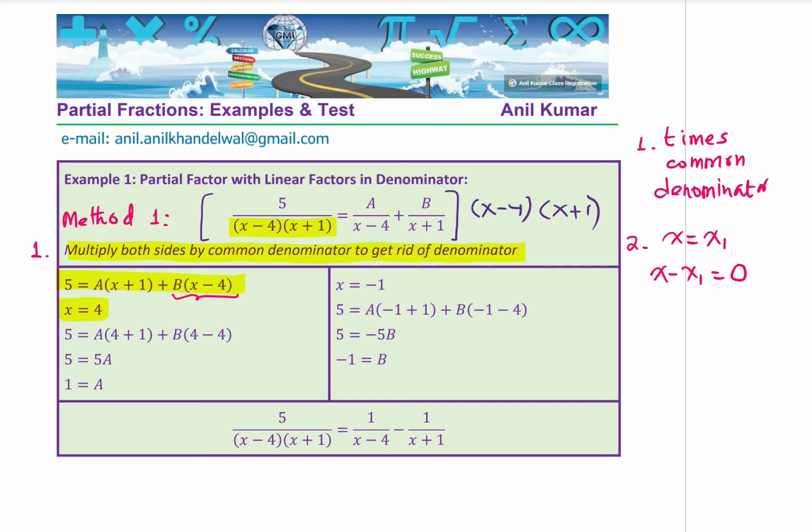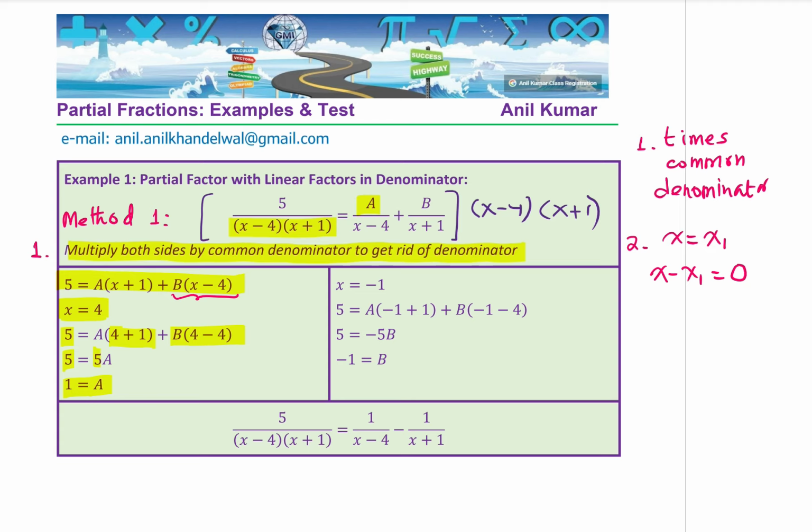As soon as you substitute x equals 4, the term which is the coefficient of b will now be 0. So this term will be 0, and we'll straight away get the value of a, right? Since x is 4, substituting, we get 5 equals a times 4 plus 1 plus 0. Now 4 plus 1 is 5, and therefore 5 equals 5a means a is equal to 1. So we now found the value of a.